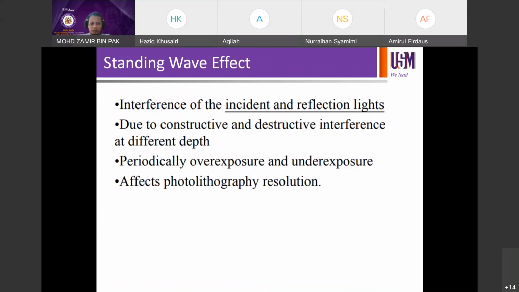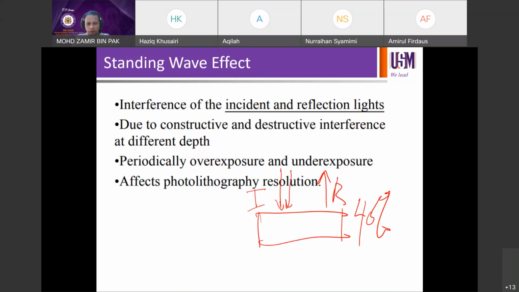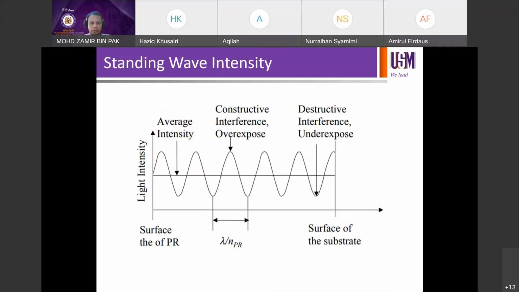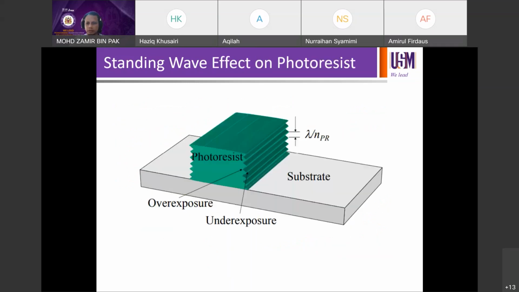Interference is another issue due to reflection and incident light here. You expose, and at the same time, due to high reflection of the silicon wafer, normally reflecting around 40%, there will be some reflection. Due to this, the wave will be sinusoidal. So you're going to have constructive and destructive interference periodically. As a result, you're going to get a standing wave. Okay, this is the sinusoidal shape of the incident and the reflected light. So you're going to get some regions overexposed, some other regions underexposed.